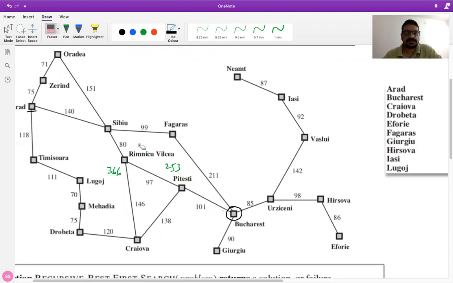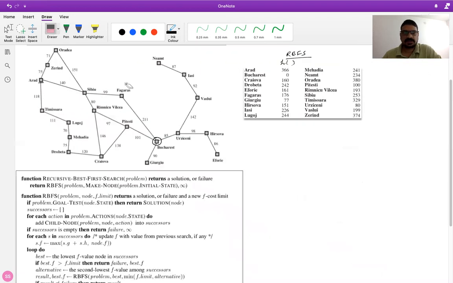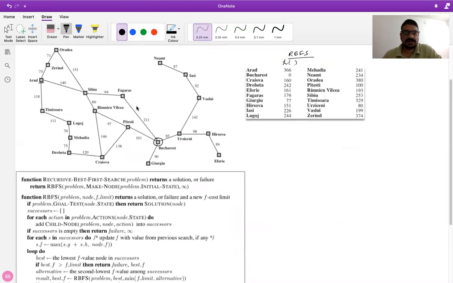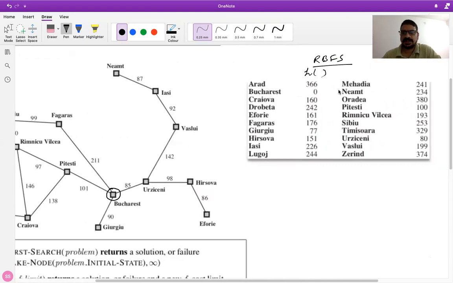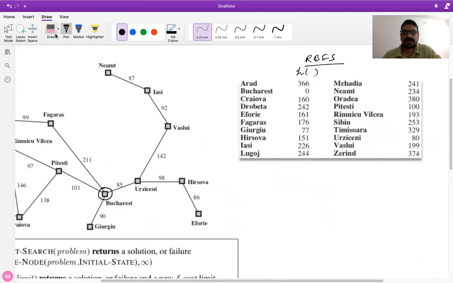So you understood this, I think. This is the problem: from Arad we have to go to Bucharest. Arad is the initial state and Bucharest is the goal state. These values are nothing but the heuristic h values, and the path cost between two nodes has also already been given.